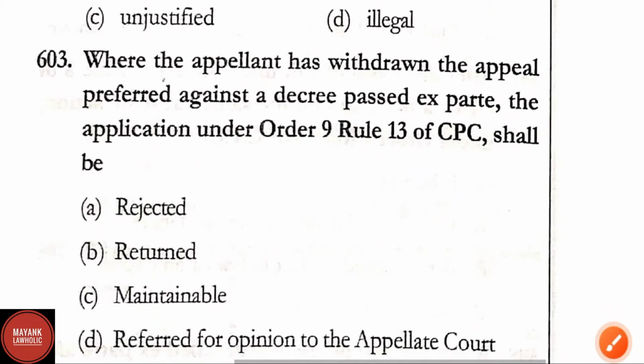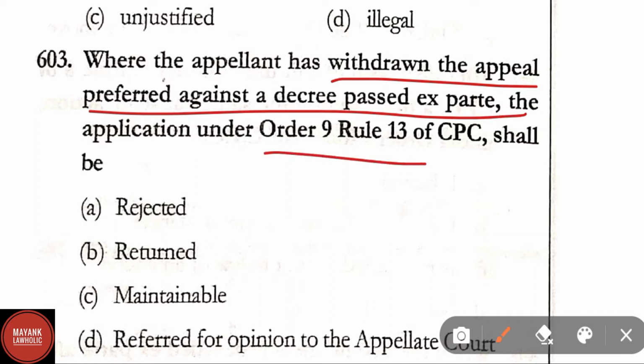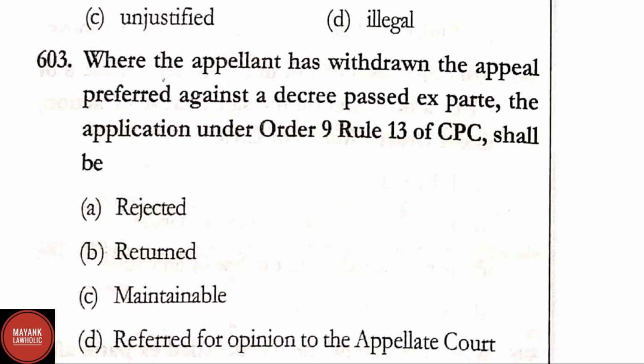Question number 603. Where the appellant has withdrawn the appeal preferred against a decree passed ex parte, the application under Order 9 Rule 13 of CPC shall be rejected, returned, maintainable, referred for the opinion of the appellate court. Correct answer here is option C, that is maintainable.